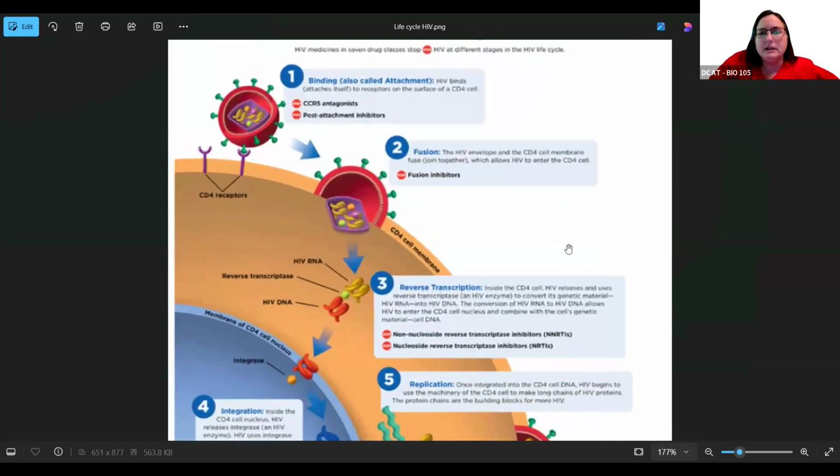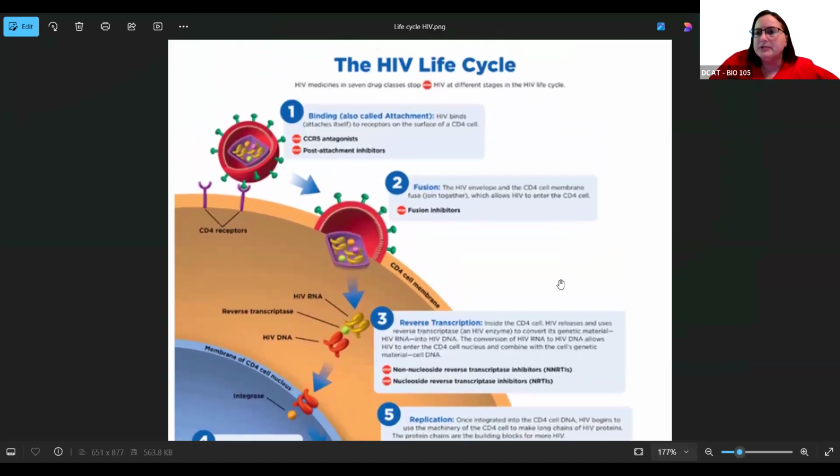When you're studying those slides, you really probably want to print this out and study it along with those PowerPoints. We're also going to use this picture when we talk about the antiretroviral medications. So, our HIV life cycle.